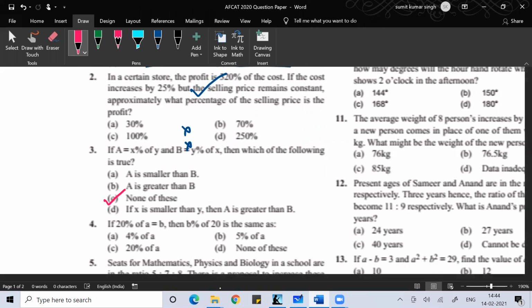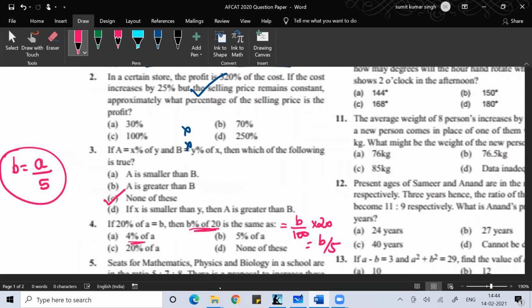Now, if I talk about question number 4, if 20% of A is B, means B is equal to A by 5. 20% of A, so your B is equal to A by 5. Then B percent of 20. What is B percent of 20? B percent of 20 must be B by 100 into 20. So how much will you get? B by 5. Then B by 5 is the same as 4% of A.